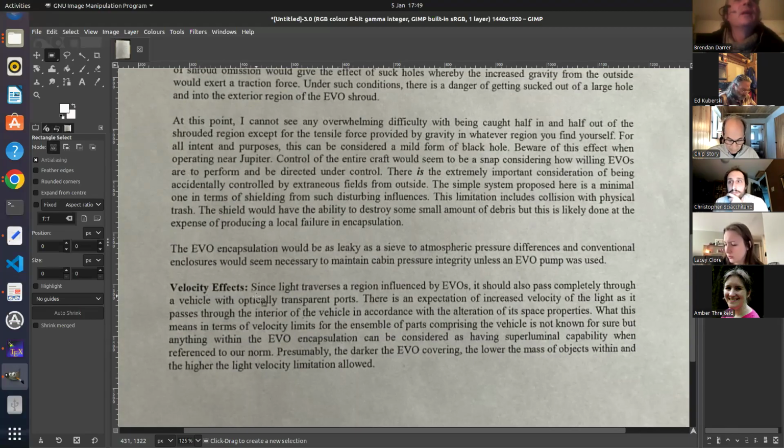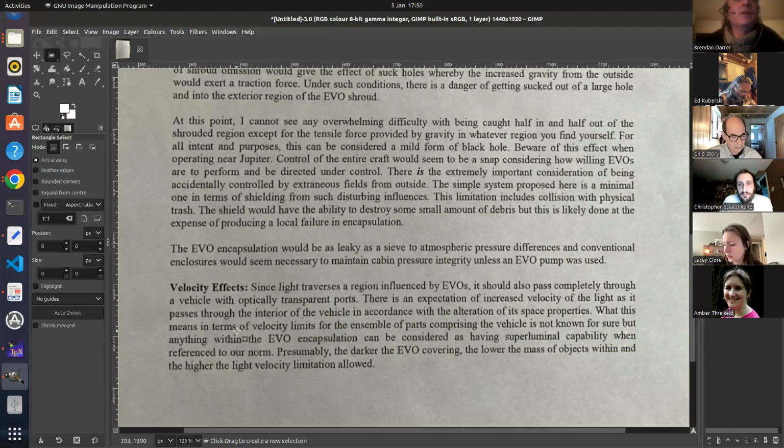Velocity effects. Since light traverses a region influenced by EVOs, it should also pass completely through a vehicle with optically transparent ports. There is an expectation of increased velocity of the light as it passes through the interior of the vehicle in accordance with the alteration of its space properties.